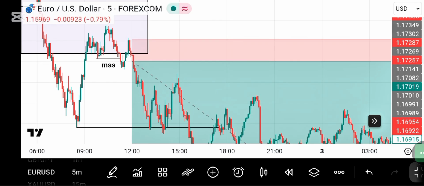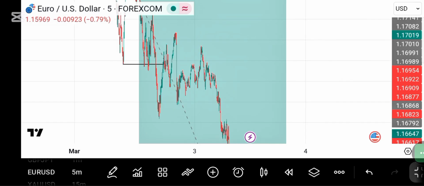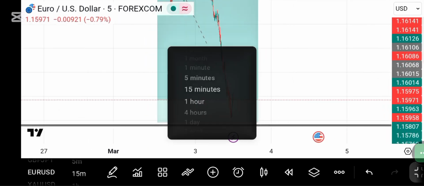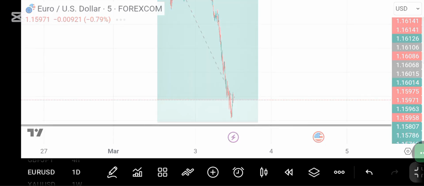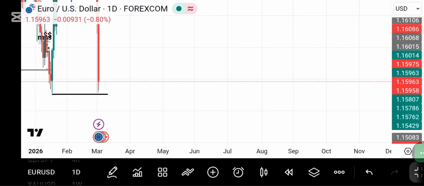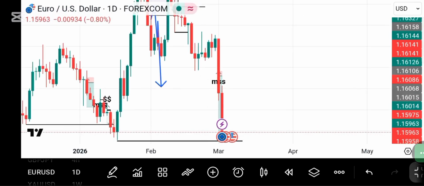So this was where I entered the trade here after that retracement, and that was just how this price ran down to my level of take profit here. So like I said, I'm targeting this low because I feel like price is going to take out this low. So this is my target for this trade here, this low here.